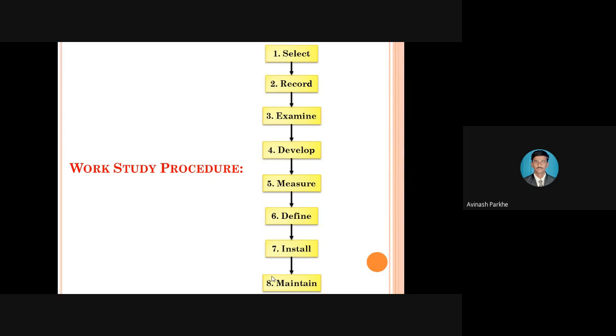So from step number 1 to step number 4, the method study concept can be applicable. That means we have eliminated the unnecessary operations. And from step number 5 to step number 8, we have to measure the standard time. And that concept is called work measurement.